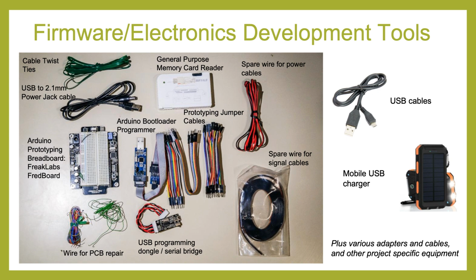Then there are various prototyping jumper wires, PCB jumper wires, power wires, and signal cables we can use to make a cable harness. A general purpose memory card reader is very useful, since we often use SD cards in our devices. The cable twist ties are just to organise cables. Extra USB cables and mobile USB batteries to power devices in the field are super useful also. Finally, we'll have a selection of cables and power, USB and other adapters that we'll need, based on what we know of the setup at base or in a lab that's not ours.